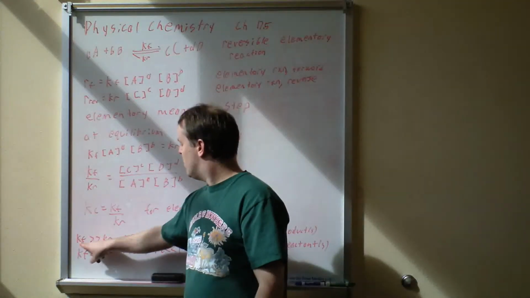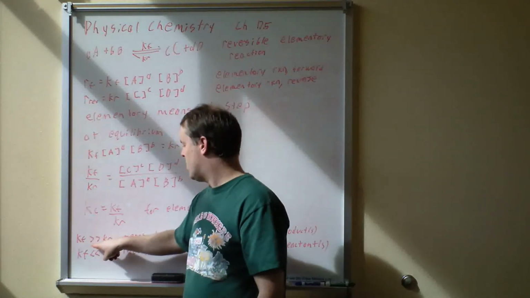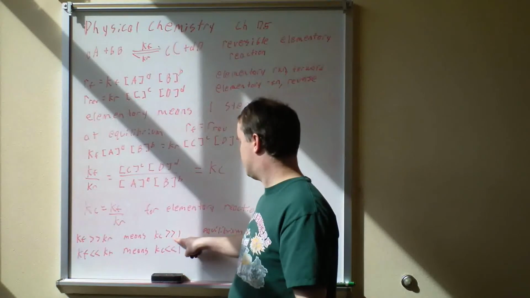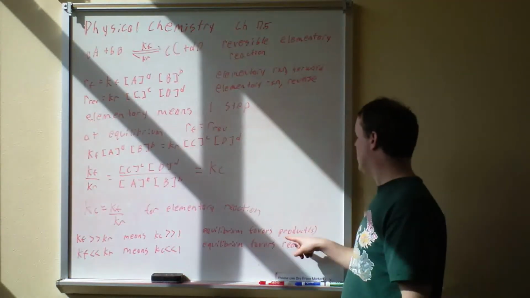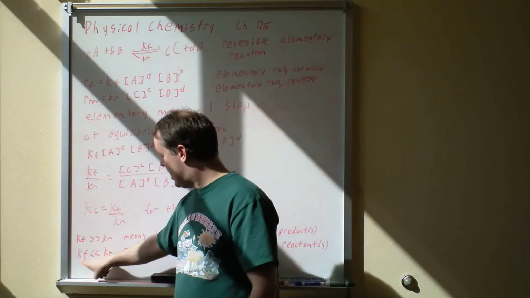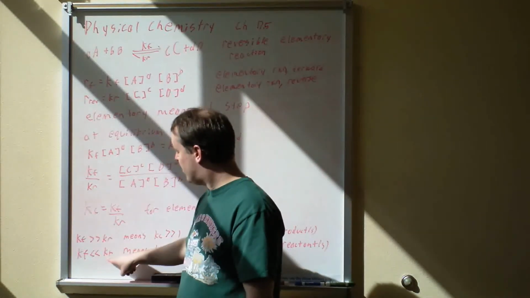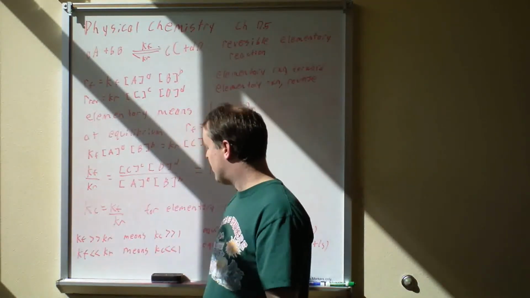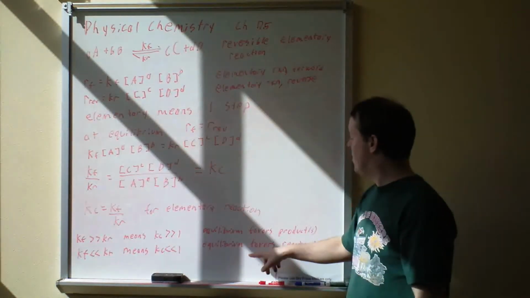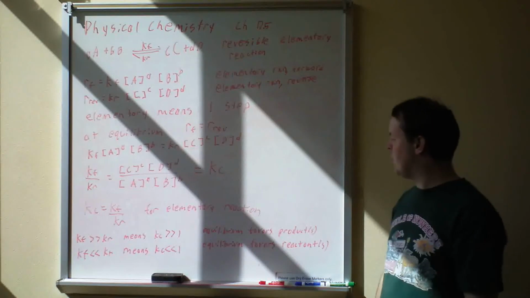So if the forward reaction has a higher rate constant than the reverse reaction, then you're going to get an equilibrium constant much greater than 1, and that means equilibrium is favoring the products. If you have a rate constant much less for the forward reaction than the reverse reaction, that means your equilibrium constant is going to be less than 1, and then your equilibrium is going to favor the reactants.